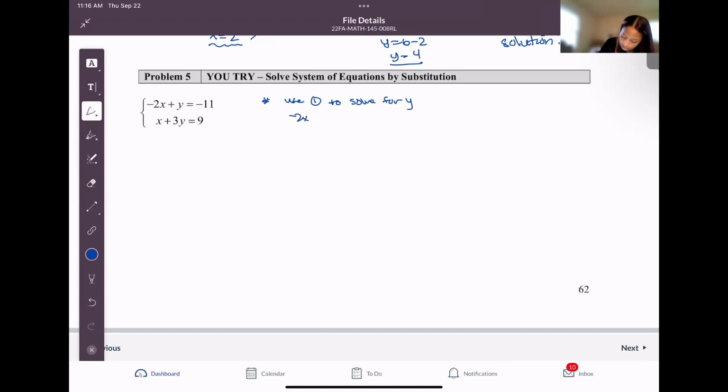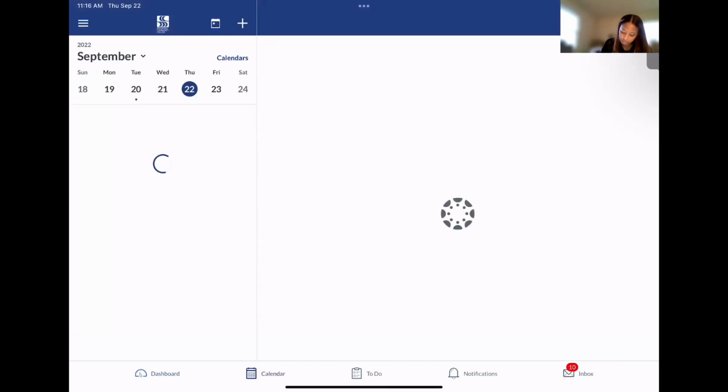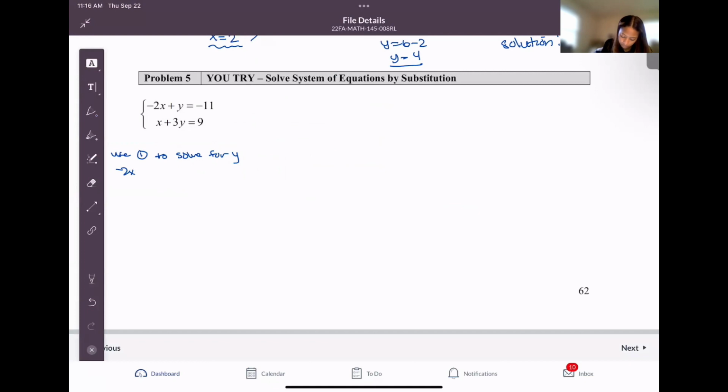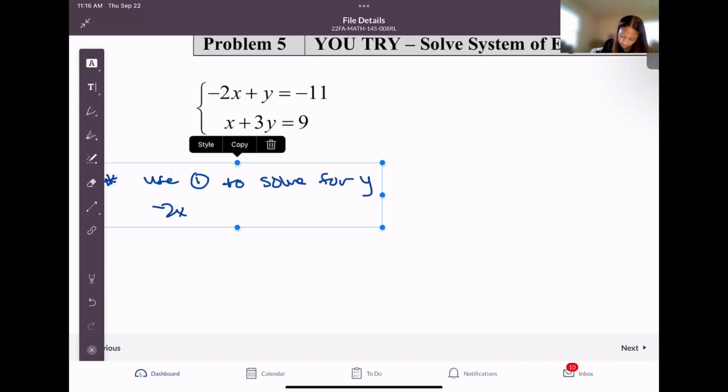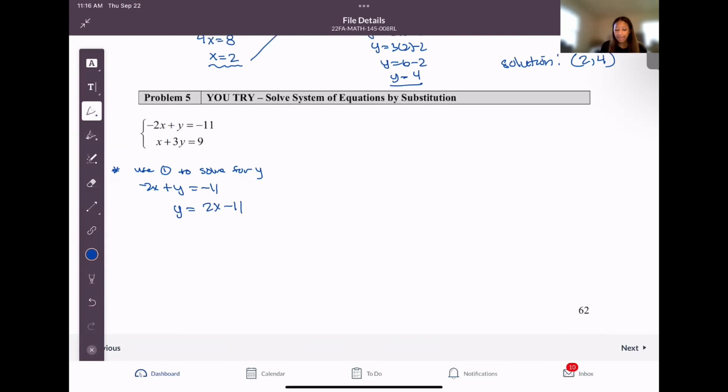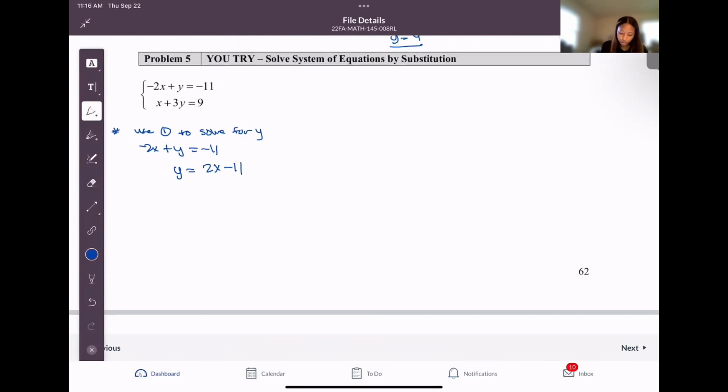We're going to need more space, so let me just go ahead and move this now. Negative 2x plus y, zoom out. All right, y'all. Negative 2x plus y equals negative 11. So y is equal to 2x minus 11. That's the first step. Then once you have this, we can substitute. So we want to substitute y equals 2x minus 11.